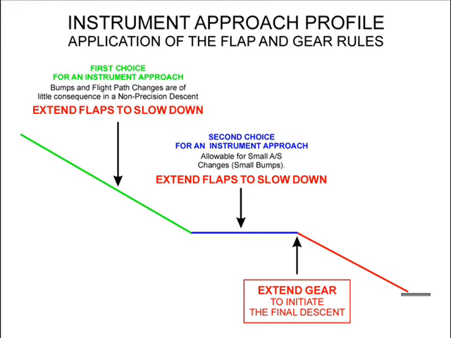The first choice for flap extension is during a non-precision descent. However, since flaps are extended at particular points during an approach, this first choice is not always available. The second choice of extending flaps during level flight is not a problem if flaps are extended in increments and the airspeed is allowed to stabilize before applying the next flap setting.